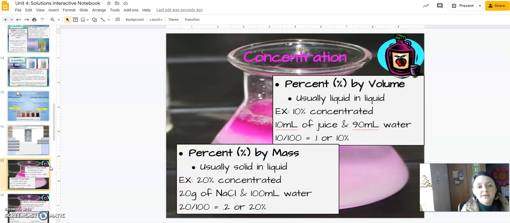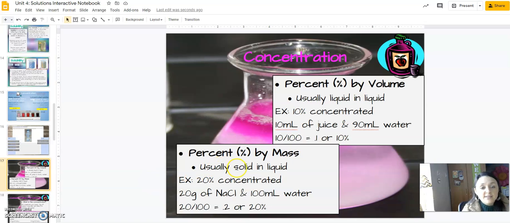So concentration can be measured a couple ways, percent by volume and percent by mass, which means how much of what we are looking at is actually our solute. So if we have a 10% concentrated solution, that means out of 100 milliliters, 10 milliliters are going to be juice, 90 milliliters are going to be our solvent, water.